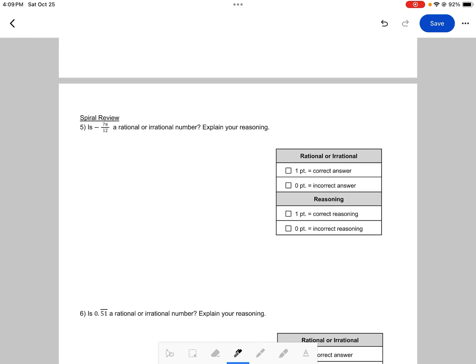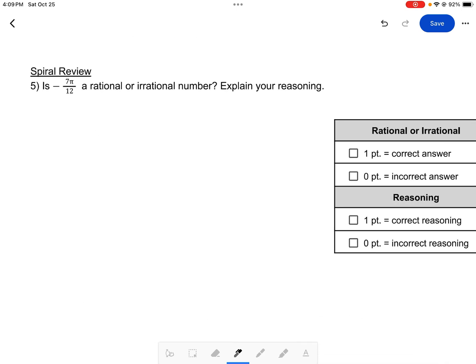Our 2 spiral review questions have to do with rational and irrational numbers. It says, is -7 pi over 12 a rational or irrational number? And then explain your reasoning. Remember when we talked about this, any number that has pi in it is irrational. So this number is going to be irrational, and it's irrational because pi is irrational.